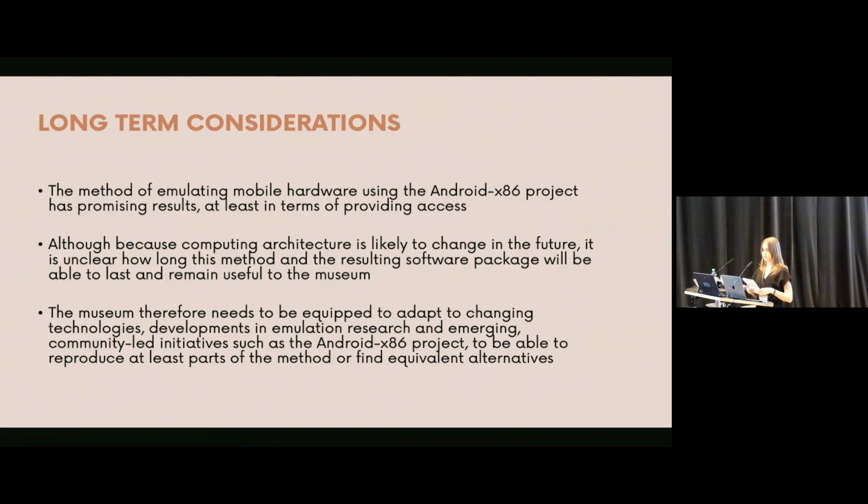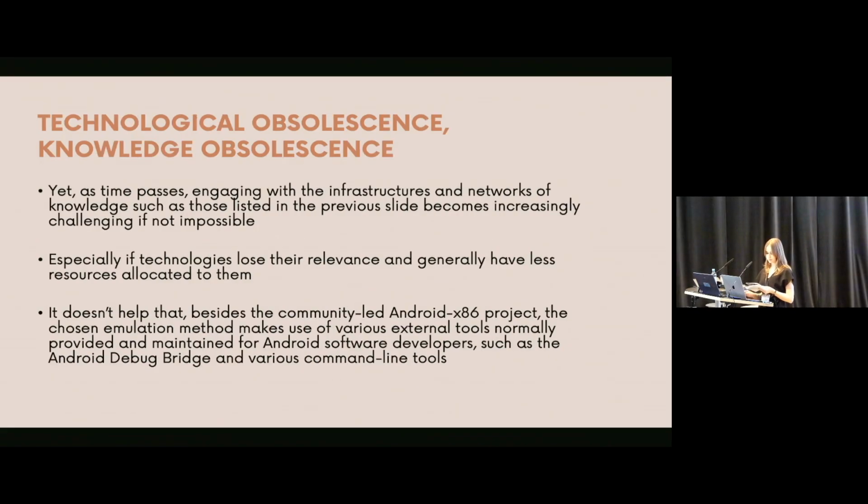So the museum therefore needs to be equipped to adapt to changing technologies, developments in emulation research, and emerging community-led initiatives such as the Android x86 project, which emerges primarily outside from a gaming interest, people who are interested in playing mobile apps, for example, on their PCs, and they've been contributing to this project. To be able to reproduce at least parts of the method or find equivalent alternatives.